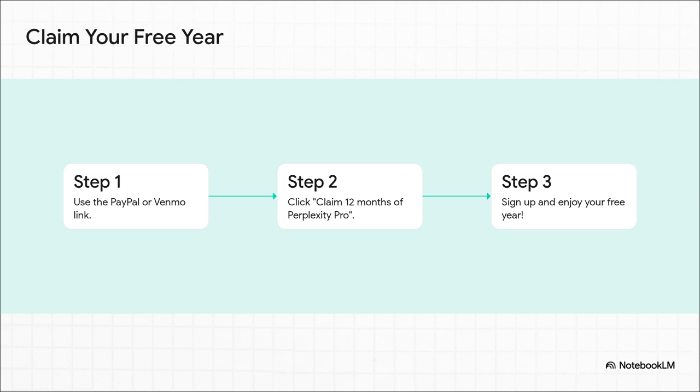Okay, the whole thing is incredibly simple. All you need is either a PayPal or a Venmo account. You just follow the special link for whichever one you use, click that big claim button, and then create a brand new Perplexity account. That's literally it. You're in with a full year of Pro for $0.